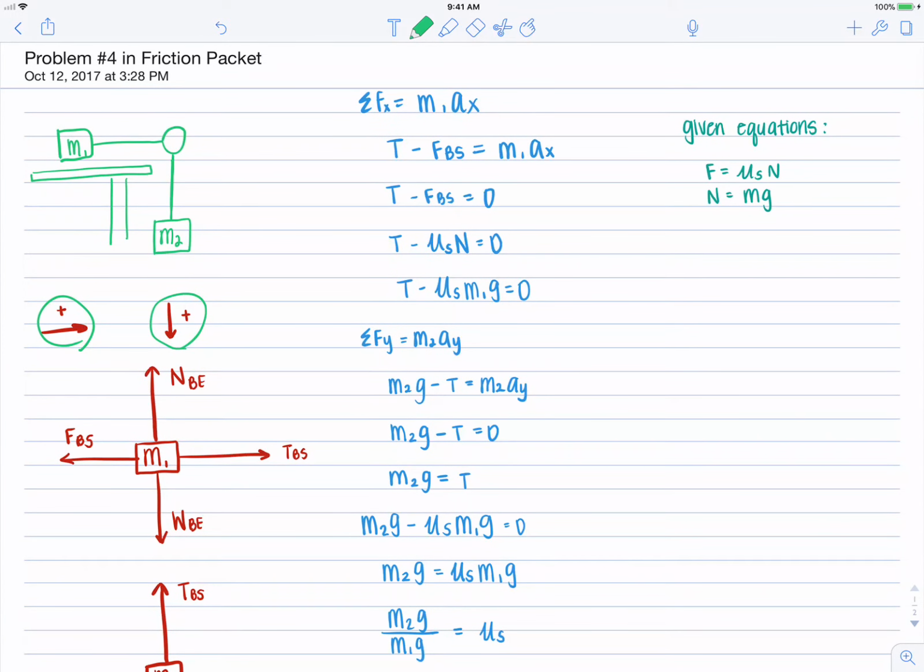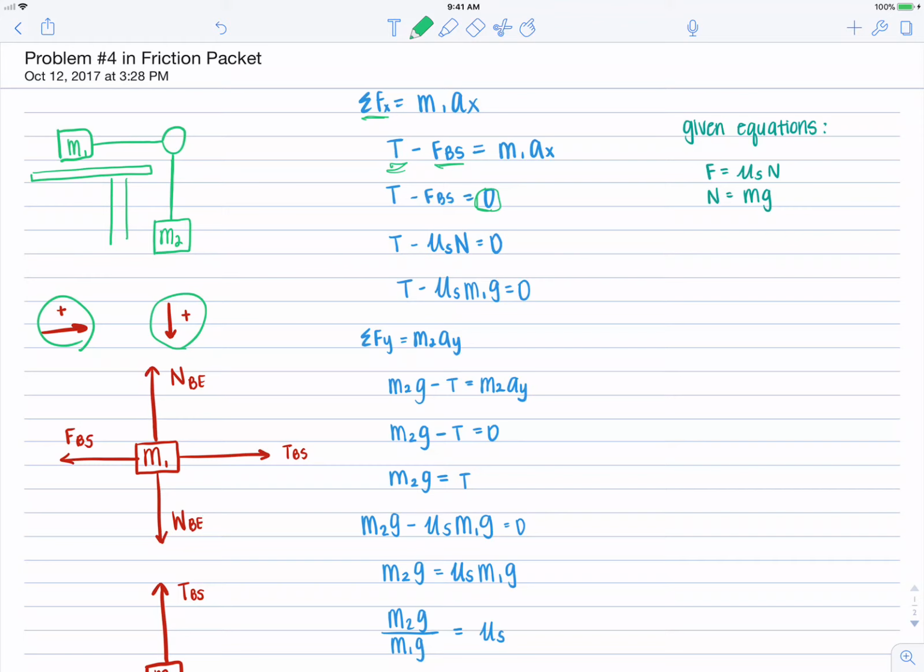The sum of all forces is equal to mass sub 1 times acceleration. In this case, the sum of forces equals tension minus friction in the left, and therefore tension minus friction equals mass sub 1 times acceleration. Because we want to prevent the system from accelerating, we can put acceleration equals 0.